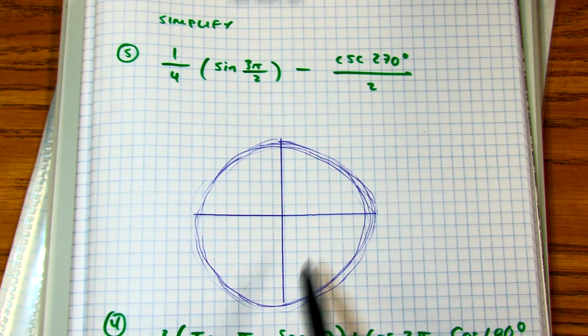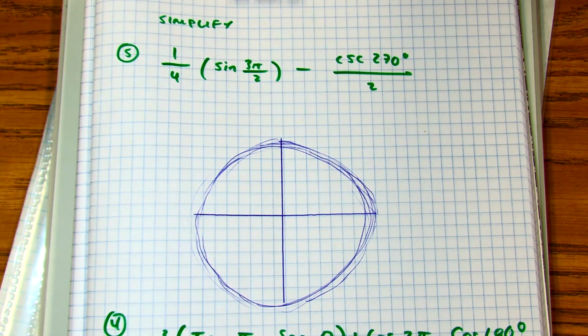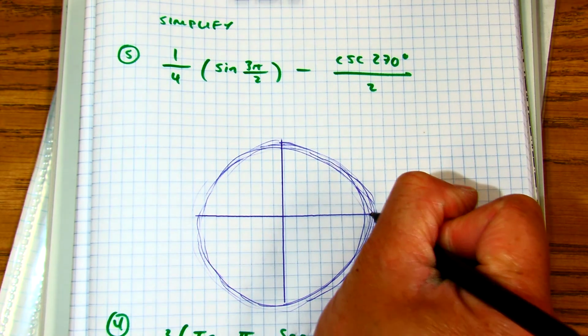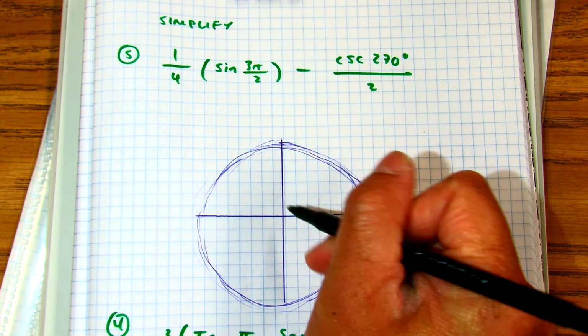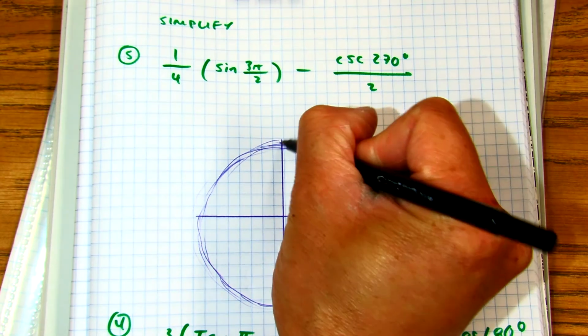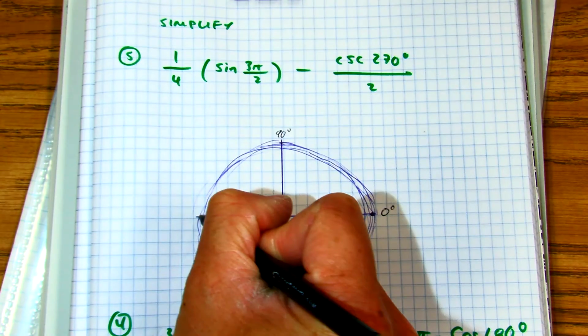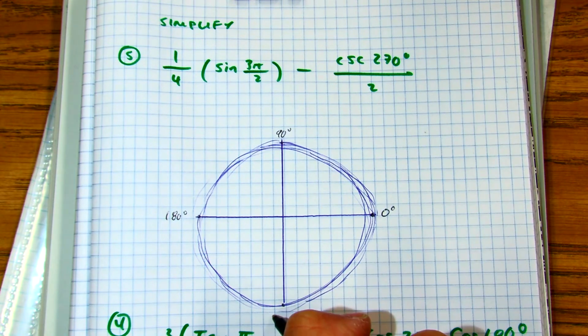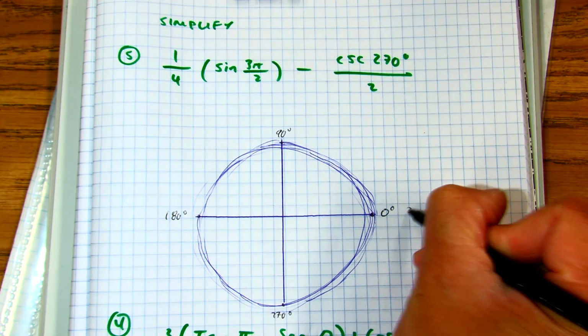Kevin, do you want to do the quadrantals in degrees or radians? Degrees? Yeah, go ahead. That one's 0. That one's 90. That one's 180. That one's 270. And that one's 360. Thank you.